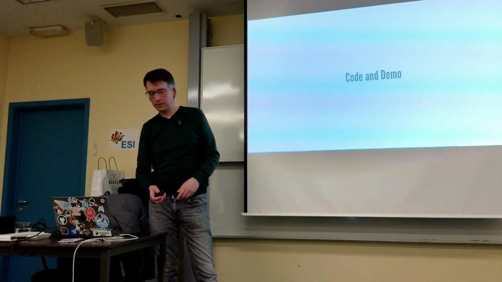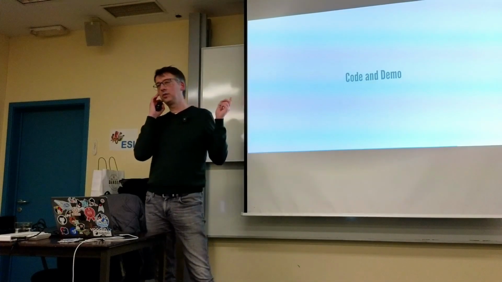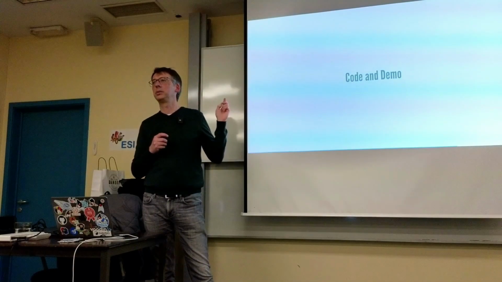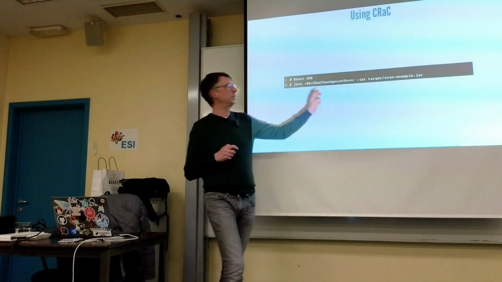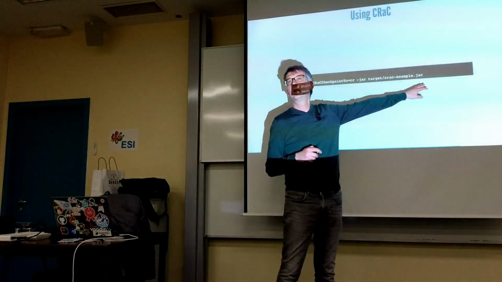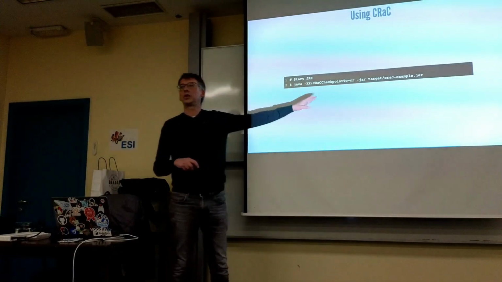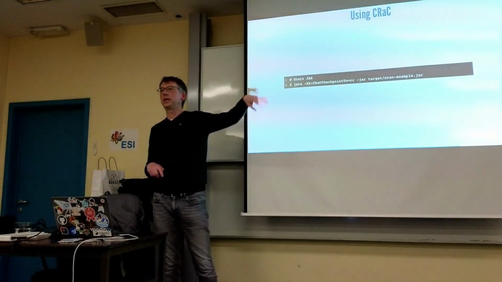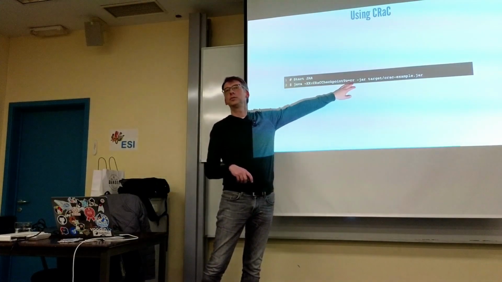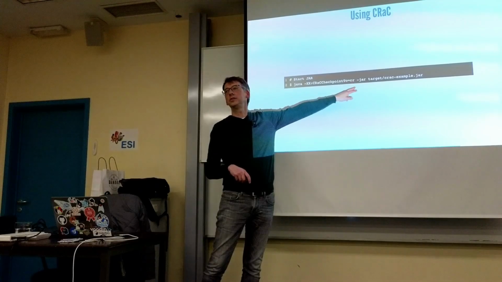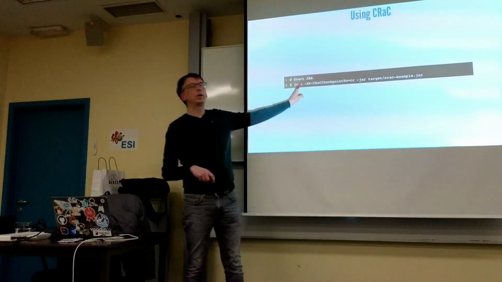So what I have here is a recording of this application on the Raspberry Pi. I created a jar file of this application. To start an application to be ready to create a checkpoint, you give it the location of where you want the checkpoint to be created. So this is the directory. This is part of the start command.